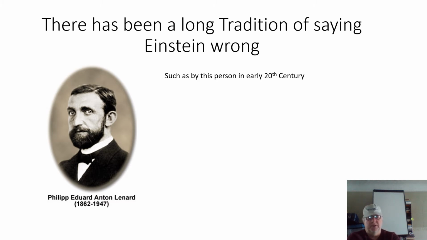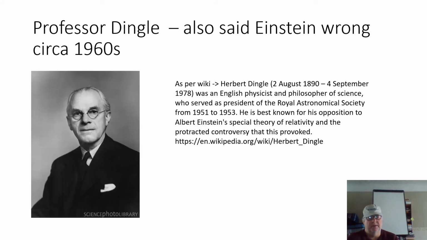There has been a long tradition of saying Einstein is wrong, such as this person here, Leonard, who said it was wrong. And then there's this person here, Professor Dingle, who also said Einstein was wrong in about the 1960s. He was an English physicist and philosopher of science who served as president of the Royal Astronomical Society from 1951 to 1953. And even a strong opposition to Einstein from such a prominent person tends to get ignored.